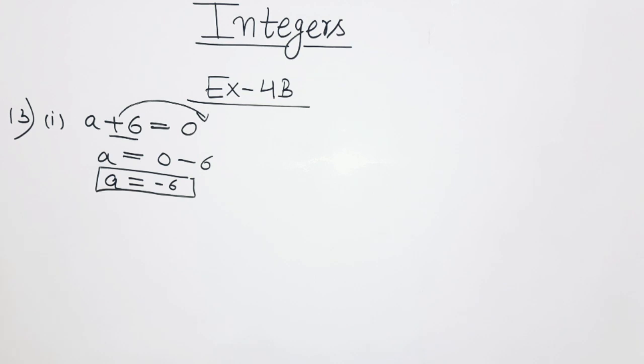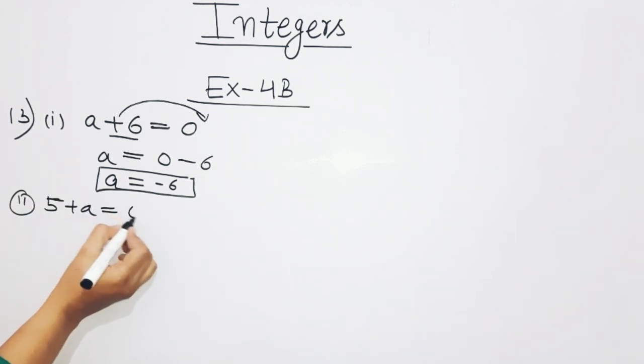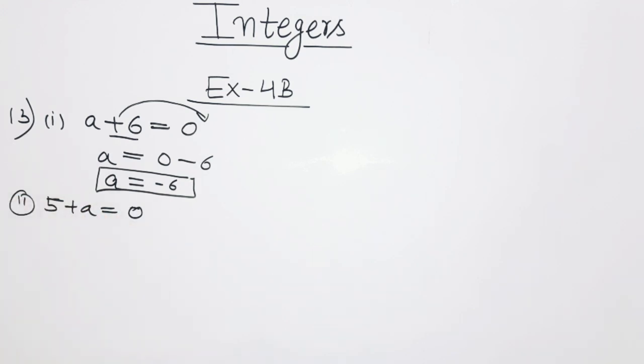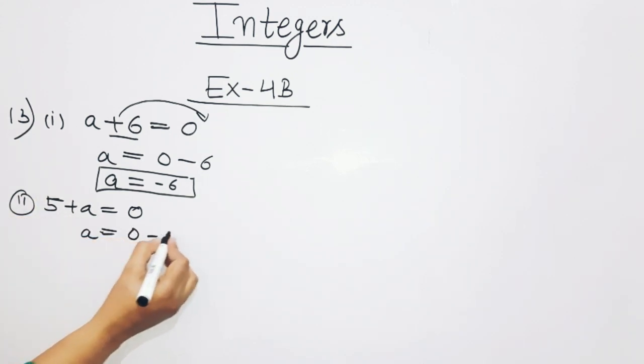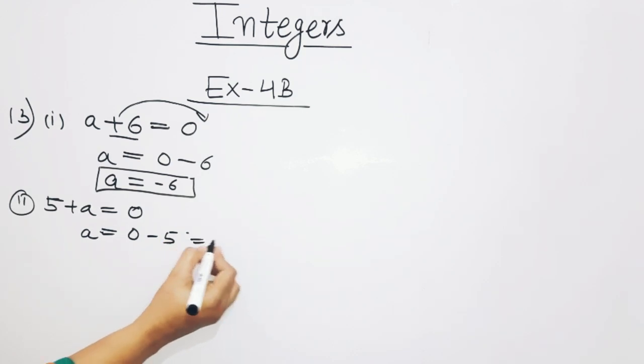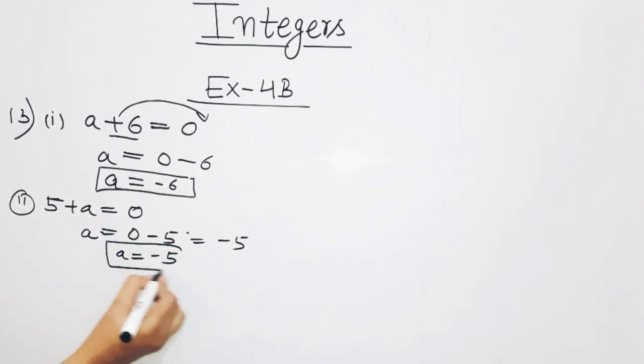Now coming to second option. The second option is 5 plus a is equals to 0. So as you all know that this 5 is positive. I have told you whenever there is no sign before any number, by default we have to consider it as a positive number. So this plus 5, when it will go on the right hand side, is going to become minus 5. So what will be the value of a? It will be minus 5. Right students?